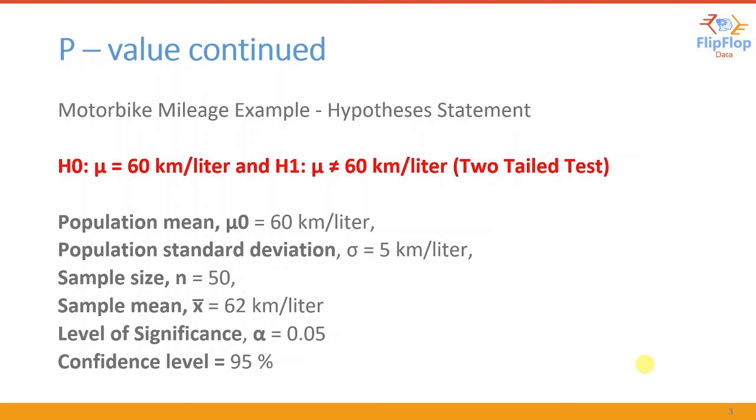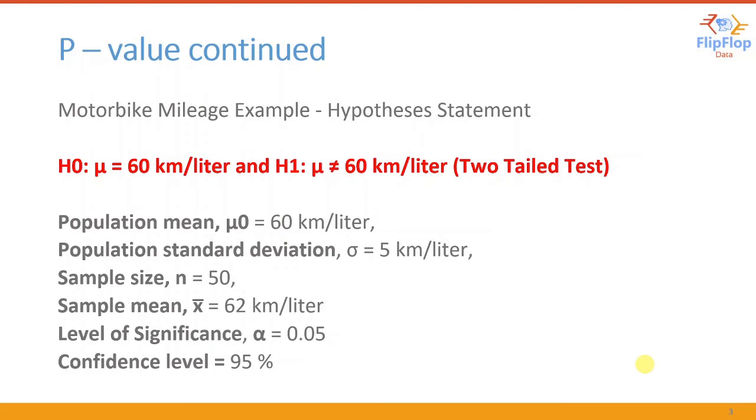So we have population mean represented by mu naught, which is equal to 60 km per liter. Population standard deviation, that is sigma, is 5 km per liter. Sample size n is 50. Sample mean x bar is 62 km per liter. Significance level alpha is 0.05 and confidence level is 95%. We will talk about confidence level in a later part of the video.